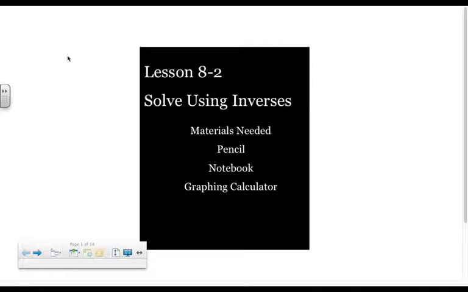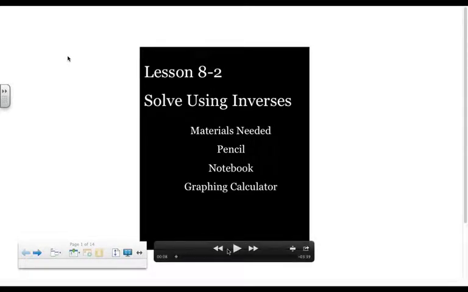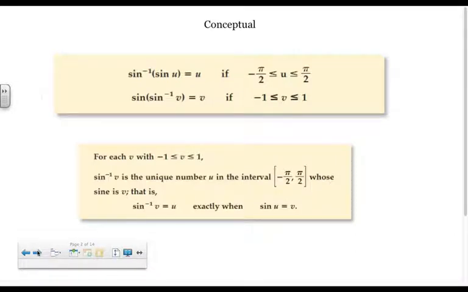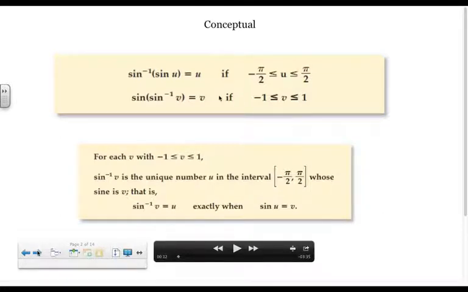I am quite aware that some of you are already familiar with inverse functions, which is nice. So let's talk about what inverse functions are and what they do. So first of all, with the conceptual side of things, an inverse basically says if I take the inverse of a function, I end up with itself. Now with sine graphs, you can only do this within certain windows. So in this case, the inverse of sine of u only equals itself, u, if u is between negative pi over 2 and pi over 2.